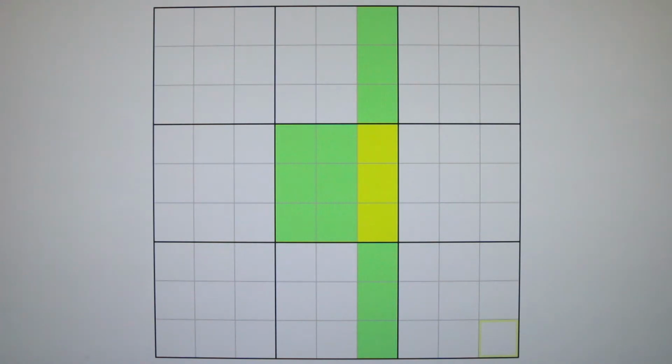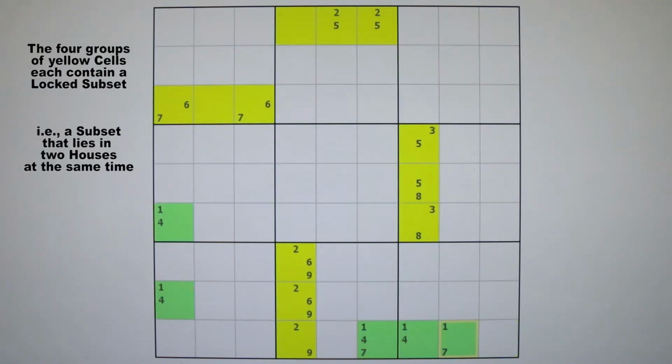And this is why a locked subset can only be either a locked pair or a locked triplet, i.e. 2 candidates in 2 cells or 3 candidates in 3 cells. Notice that here in row 1 we have a locked pair of 2 and 5. They lie in row 1 and block 2.